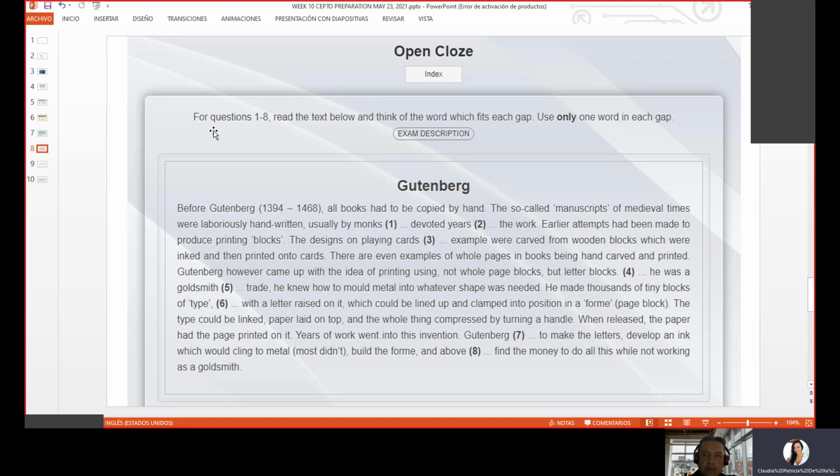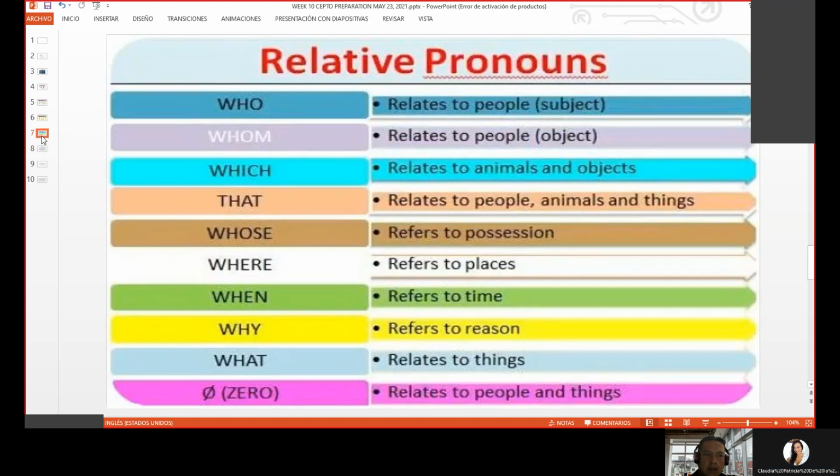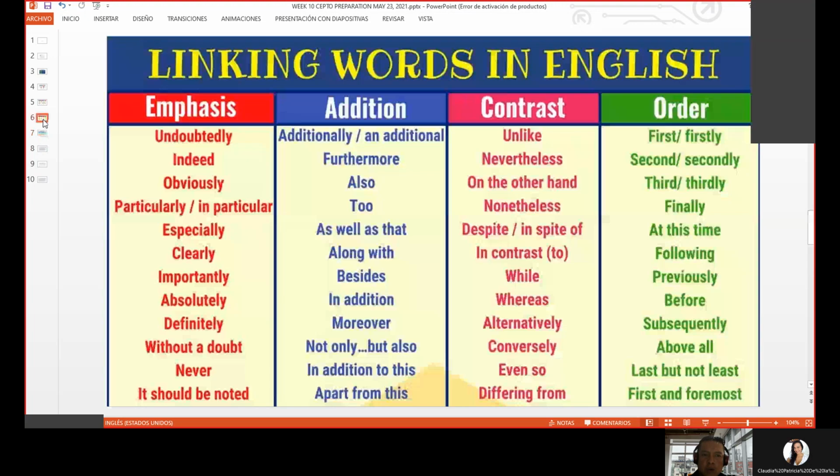Use only one word in each gap. Yes, exactly what I told you earlier. Don't use a long linking word like without a doubt or apart from this or in addition to this. No, it's going to ask you for just one word. So it's not going to be in addition or in addition to this. It'll probably be like furthermore or additionally.